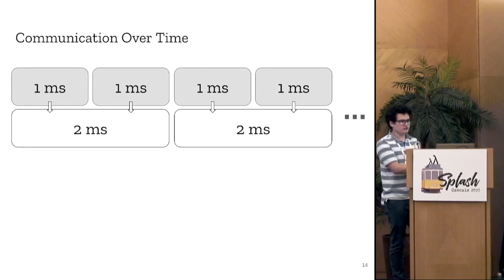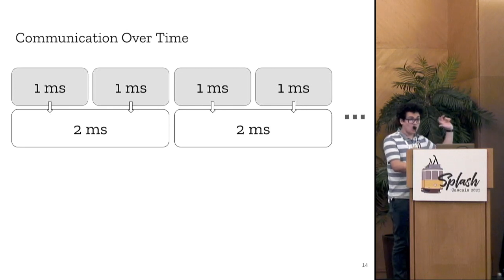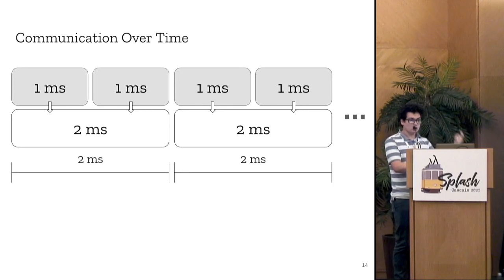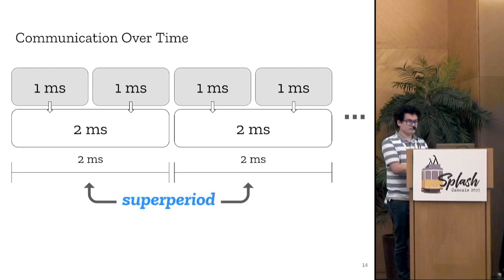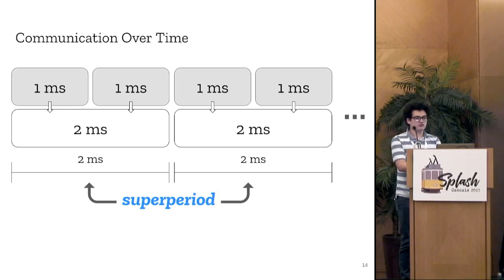Another important thing to note is this whole block has its own cadence. It's got its own period where the whole thing repeats. Here, 2 milliseconds. This is not a new observation. In the real-time systems literature, it's referred to as a superperiod and captures something about the periodicity of the system overall.